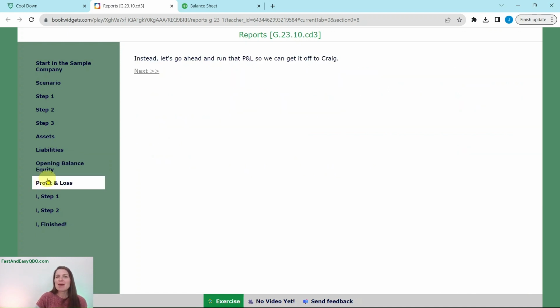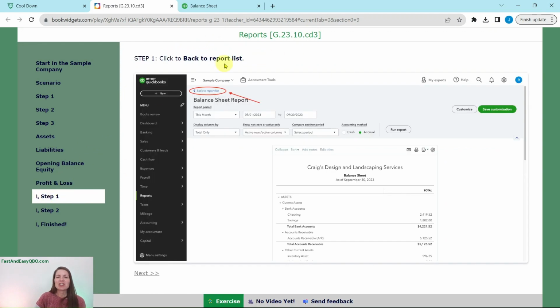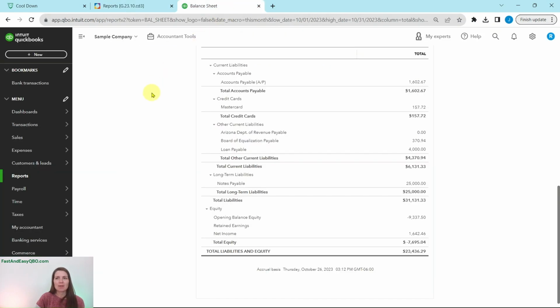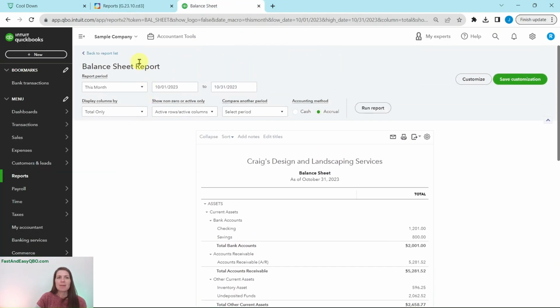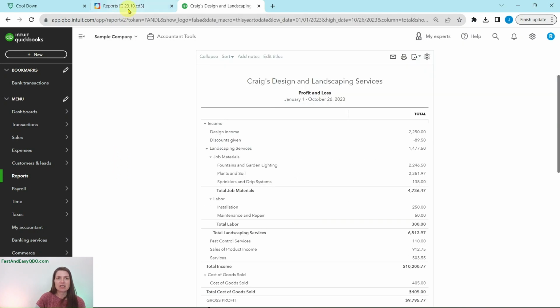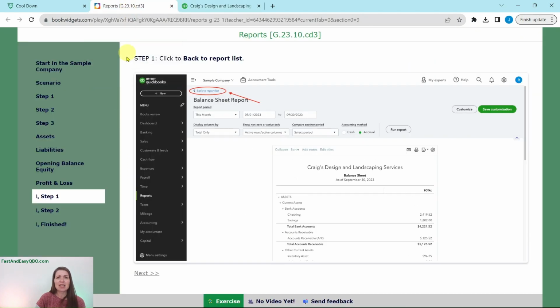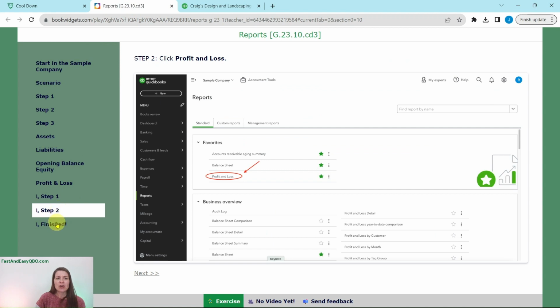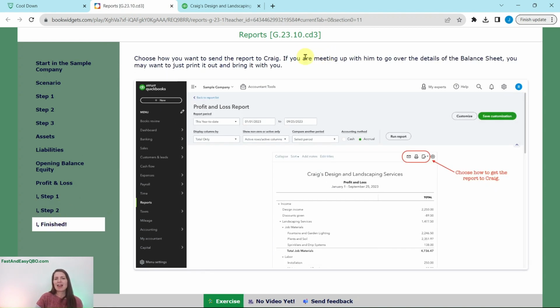So let's go ahead and move on to running the profit and loss, or P&L, so that we can get it off to Craig. To do this, we need to go back to the report list. So we're going to scroll back up to the top. Here is the blue link that says back to report list. Click on that. And then we are going to click on profit and loss under the favorites section. And it has been run for us. So we are going to leave it as is.